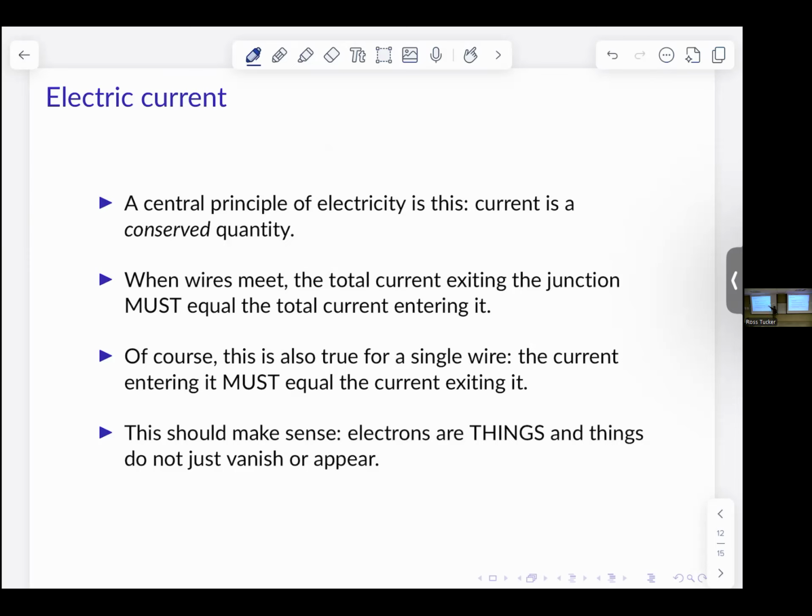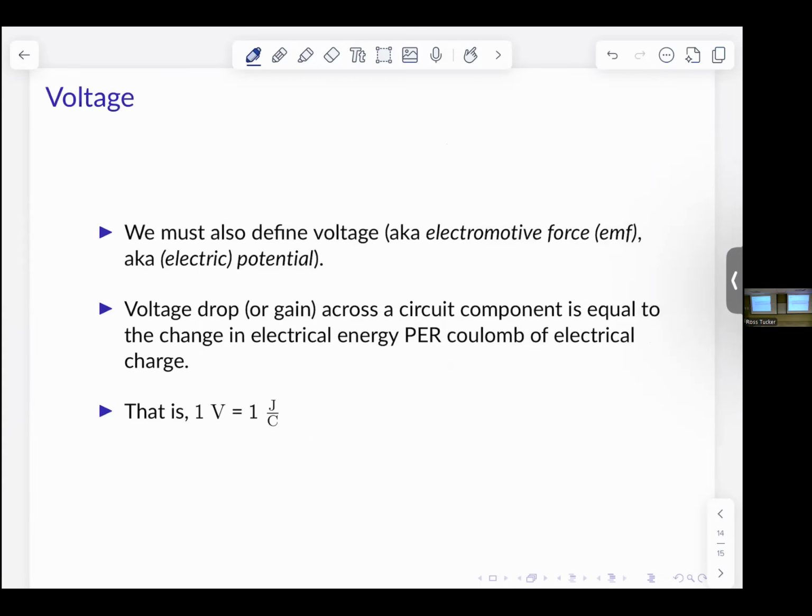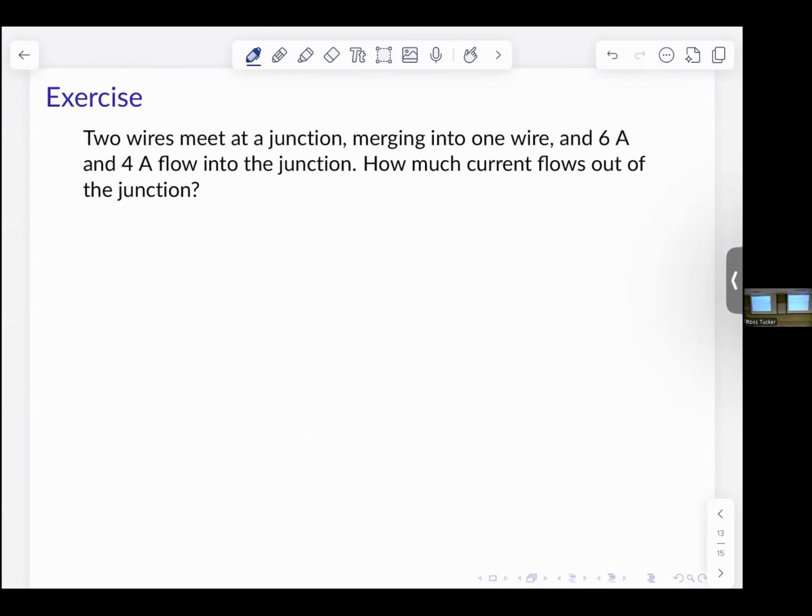That also applies, incidentally, for a single wire. If I look at a single wire, the rate at which charges are entering any given piece of wire must equal the rate at which those charges are exiting the wire. Through an electronic component, a battery's positive terminal spits out charge at the exact same rate that its negative terminal sucks up charge. Electrons are things that charge. Those things do not appear or disappear. So if you've got current entering, it must also exit.